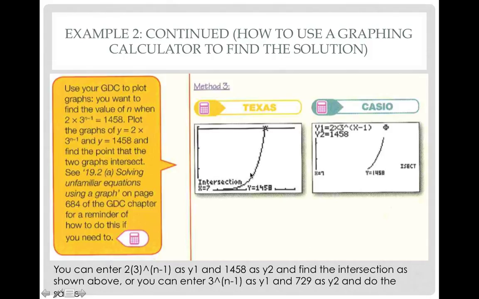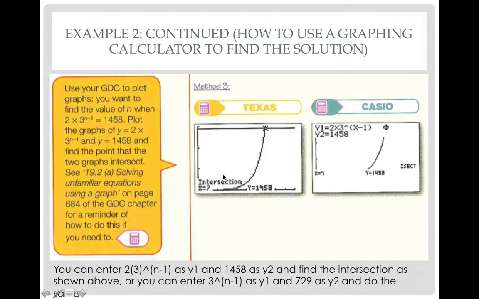This line is actually the first part here. It's the 2 times 3 raised to the x minus 1 power. That's what this is. And then y2 is just this number, which is this flat line way up here at 1458 on the y-axis. So this window is actually very, very big. Very tall, very skinny window. What we want to do is see where these two lines cross each other, because that's going to give us our answer.